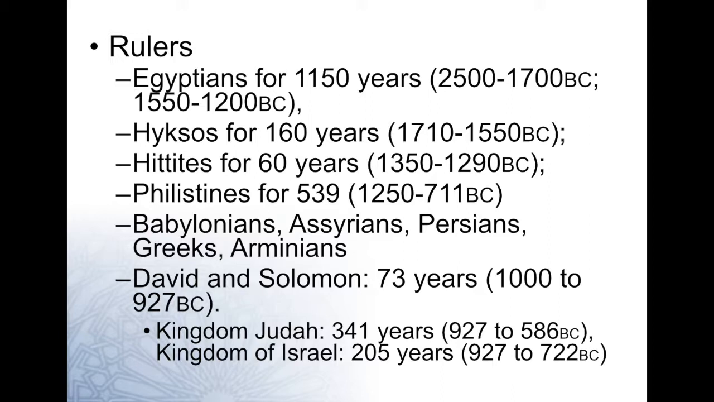They ruled Palestine for a total of 1,150 years, from 2500 to 1700 BC, and again from 1550 to 1200 BC. The Hyksos ruled for 160 years, the Hittites ruled for 60 years, the Philistines ruled for 539 years, and then we had the Babylonians, the Assyrians, the Persians, the Greeks, the Armenians, all ruling for different periods of time as well.